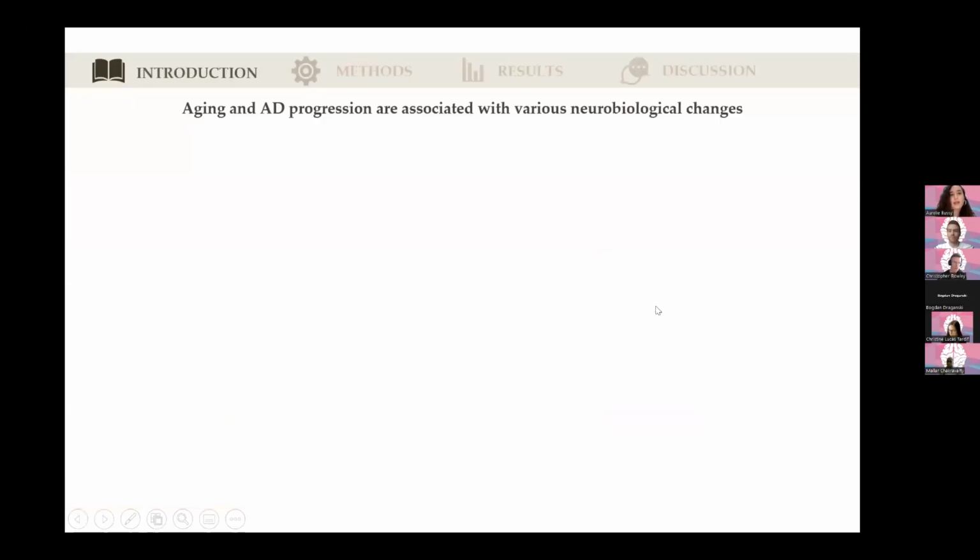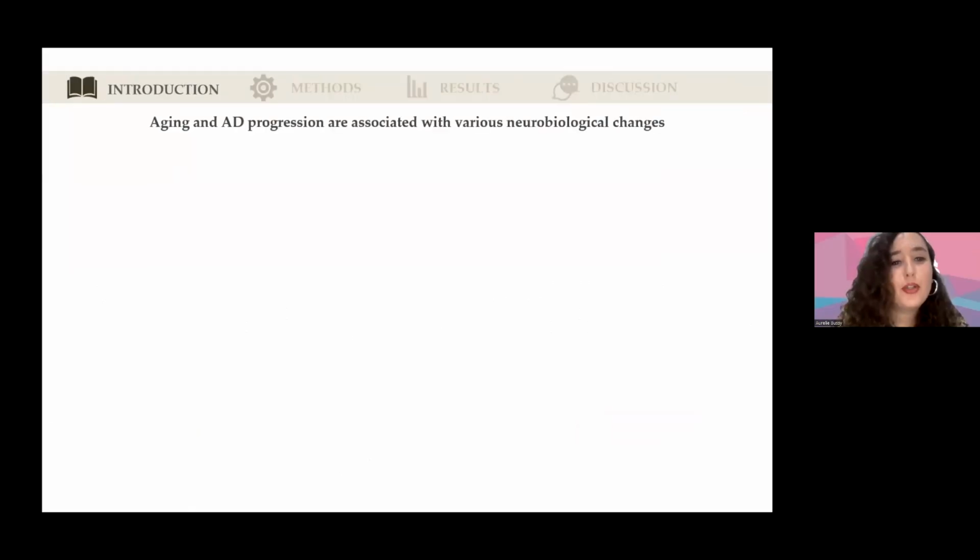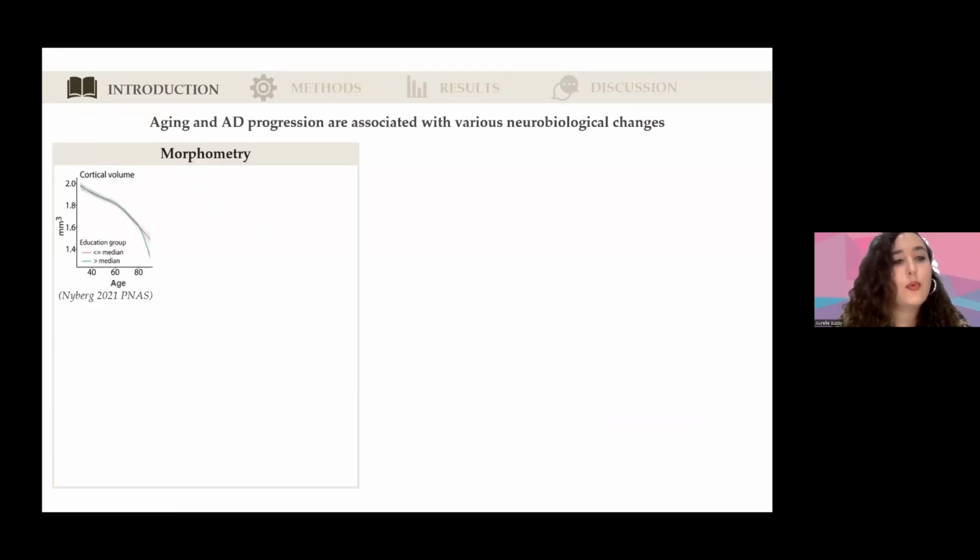Sorry about that. Okay. So as you probably all know, in aging and Alzheimer's disease progression, we can see various neurobiological changes happening. So for example, if we look at the cortical volume, we can see that there is, of course, an increased atrophy with aging. But more specifically, if we look at the cortex, we can see that the regions the most impacted are going to be in the occipital and temporal lobe.